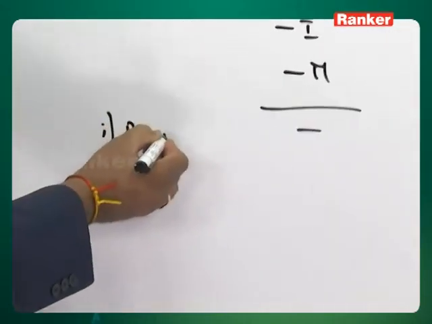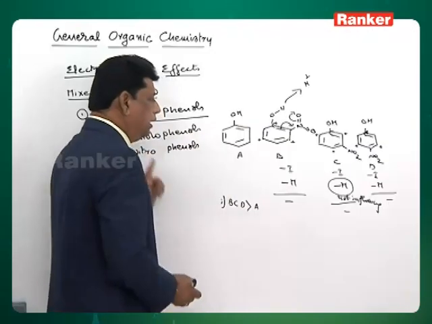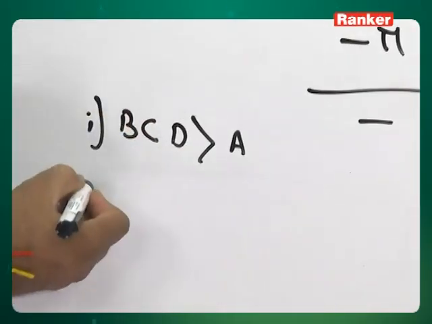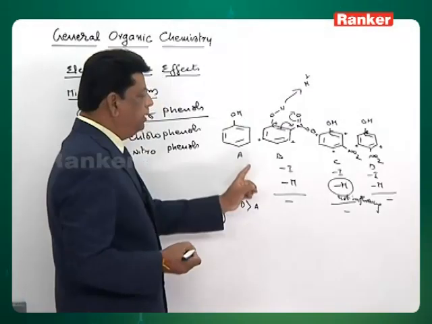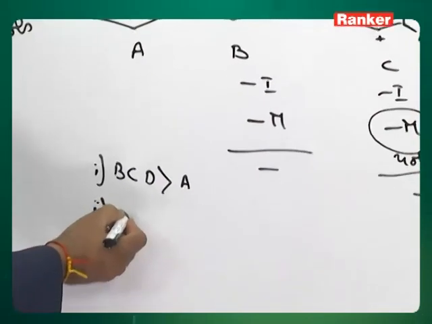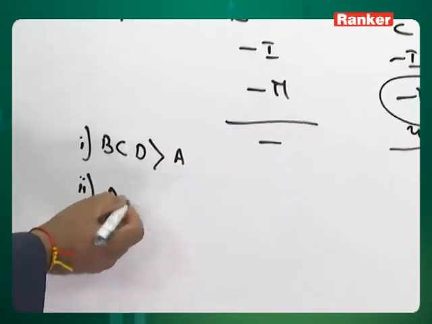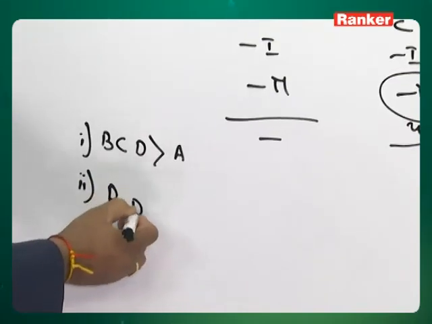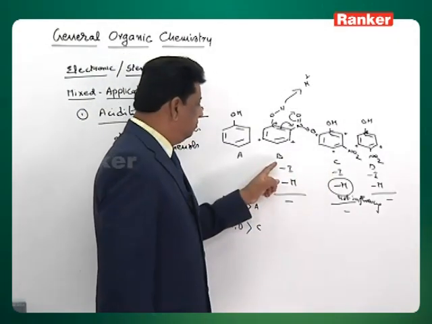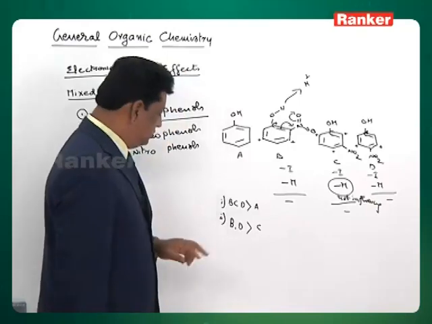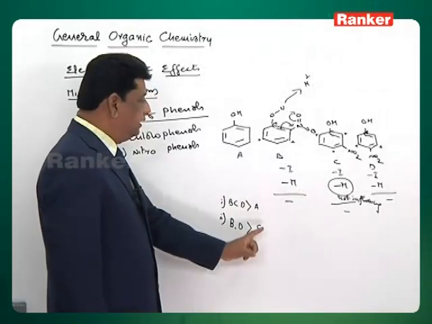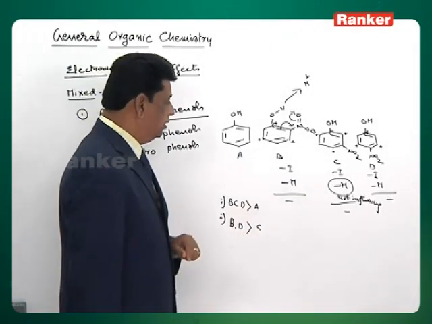All the B, C, D are stronger than A because the nitro group shows minus I. Among the B, C, D, B and D, that is orthonitro and paranitro, are stronger. B and D are stronger than C because C is showing single influence, B and D are showing double influence. So, you can say that ortho and paranitrophenol are stronger than the metanitrophenol. This is one important point.